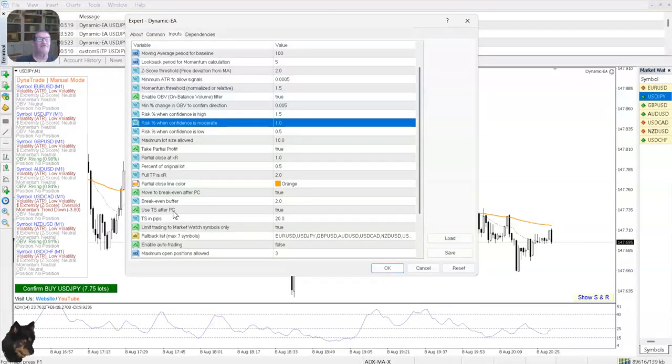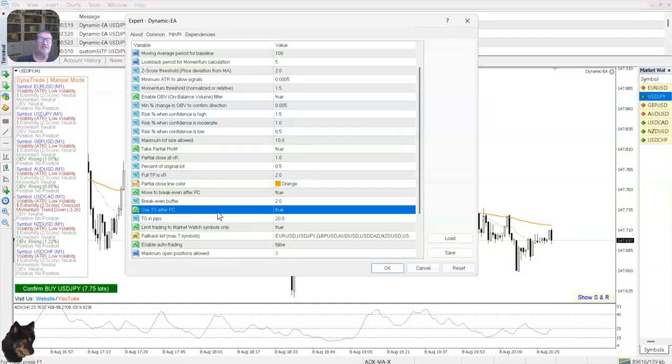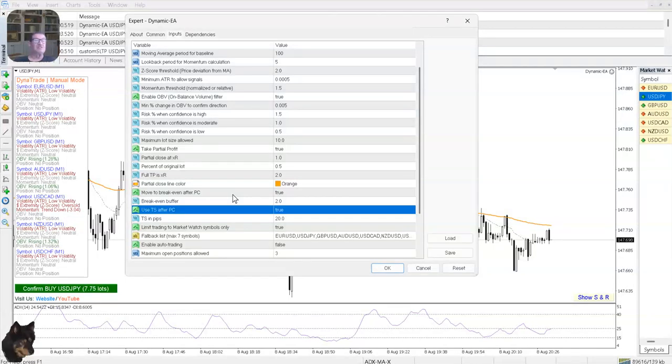Use trailing stop after partial close. If you set this to no, to false, then obviously the trailing stop will not be activated, and you will have a fixed stop loss that stays where it's at. The same with move to break even after partial close. If you set this to false, the break even feature will not be activated, and even if you have partial close active, and when partial close is met, the stop loss will stay where it's at. So this is crucial, and I recommend that you do not ever change this.